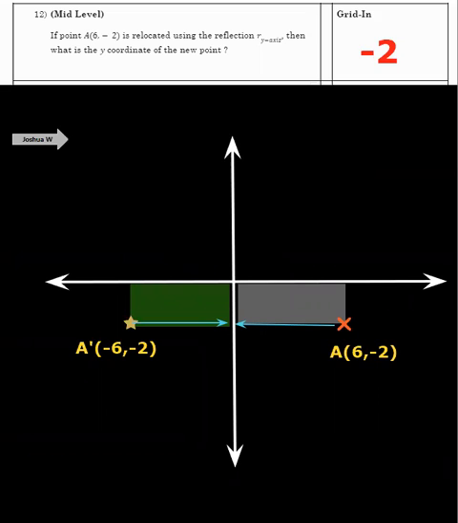If point A 6, negative 2 is relocated with a reflection over the y-axis, what is the y coordinate of the new point? Well, here, the y-axis is the vertical line. So if that's the mirror, it's 6 units to the mirror, 6 units on the other side. And now both coordinates are negative. The y coordinate will be negative 2. So make sure you bubble with negative 2. Okay, so you have to extract that detail from the STEM question.